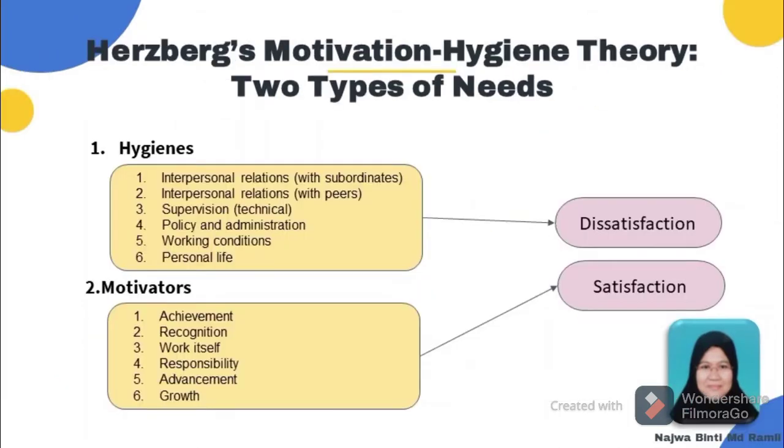Okay, now we move on to Herzberg's motivation hygiene theory, 2 types of needs. Herzberg's motivation hygiene theory was developed by psychologist Frederick Herzberg in the 1950s. The 2-factor theory distinguishes between hygiene factors and motivators. According to Herzberg, hygiene factors are what cause dissatisfaction among employees in the workplace.